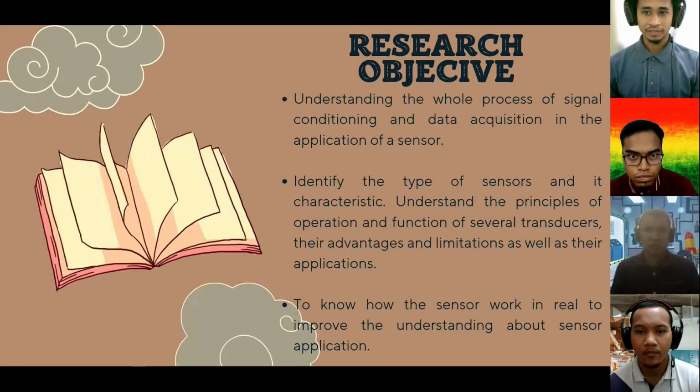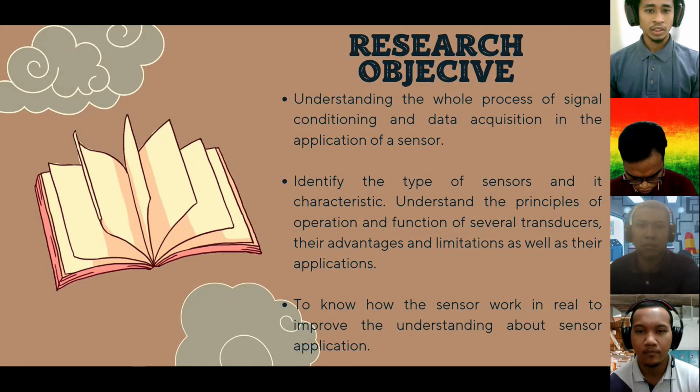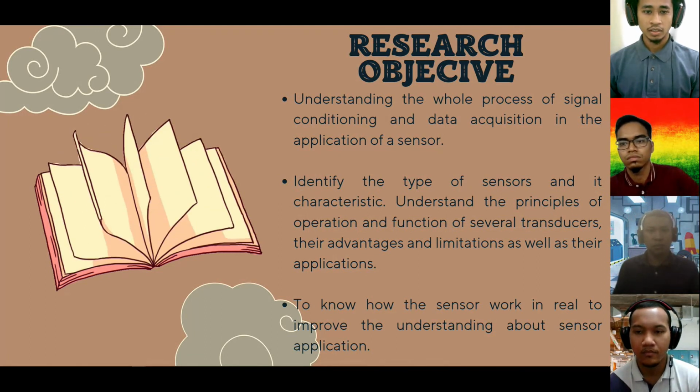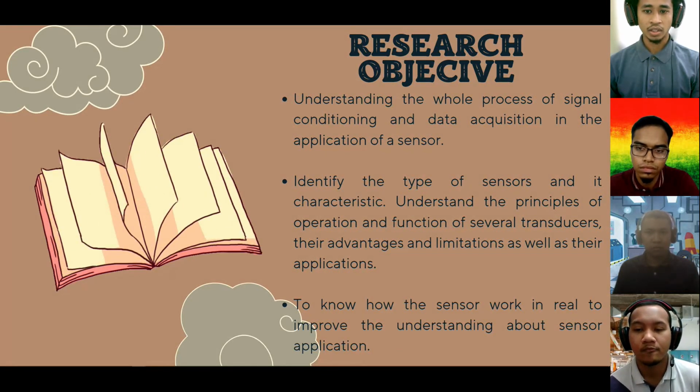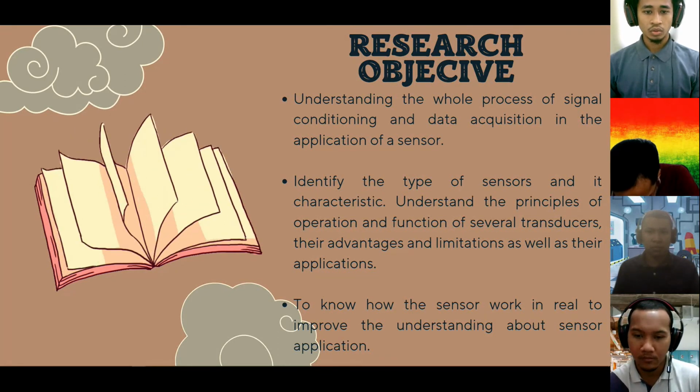This is our introduction. Our research objective is to understand the whole process of signal conditioning and data acquisition in the application of the sensor. The second objective is to identify the type of sensor and its characteristic, understand the principle of operation and function of several transducers, their advantage and limitation as well as their application. And the last objective is to know how the sensor works in real to improve the understanding about sensor application.